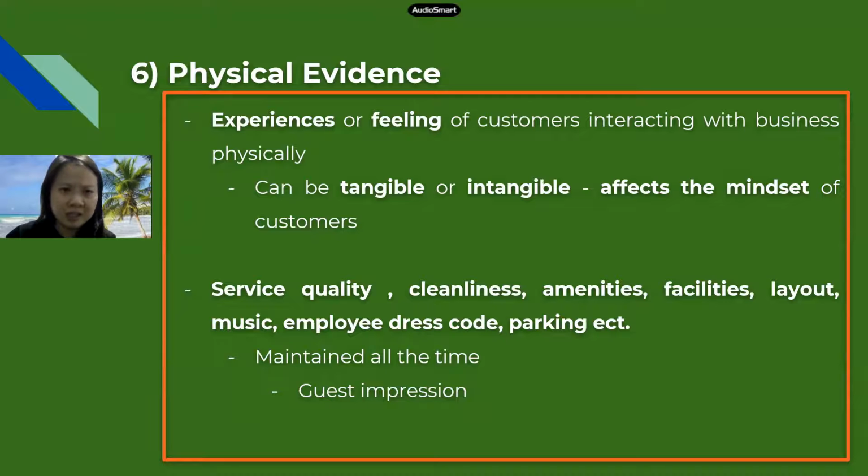Physical evidence is actually the experience and feeling of a customer after getting a service from a company. It can be tangible or intangible. No matter what, it can affect the mindset of the customer. For example, service quality, cleanliness, amenities, facilities, layout. If you are in a restaurant, layout is very important. Music, employee dress code, and maybe you can also provide some parking for them.